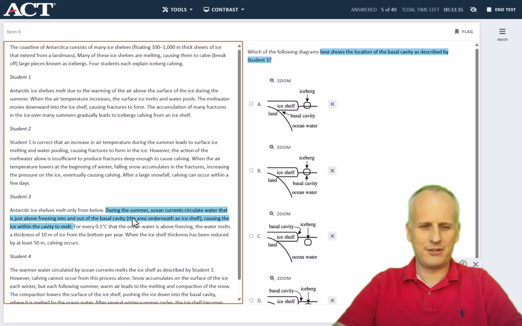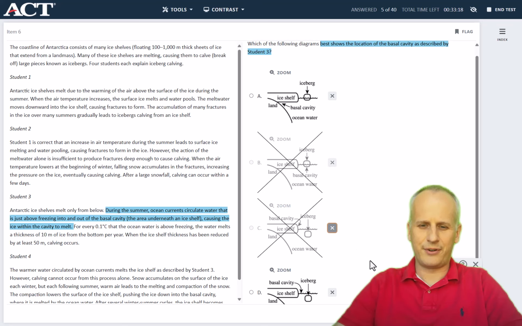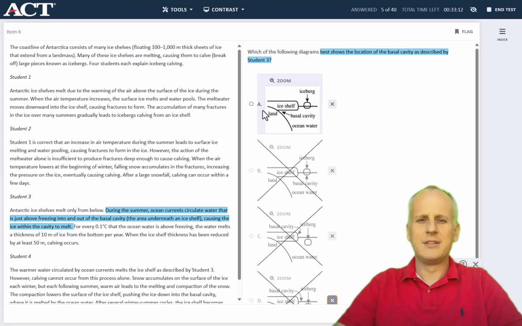So I'm going to highlight that using the tool, and we know that the basal cavity, from our correct answer, should be the area underneath an ice shelf. Oh, well, choice A, we've got the basal cavity underneath the ice shelf. That makes sense. Here in choice B, we've got the basal cavity underneath the iceberg. That doesn't match what was stated. The basal cavity being on top of the ice shelf is a reversal of the information that was provided, and the basal cavity just kind of being offshore of the ice shelf also doesn't match. So we discovered what the correct answer is, and again, we don't read everything up front in the science section.